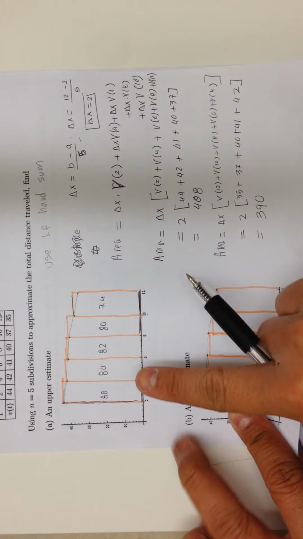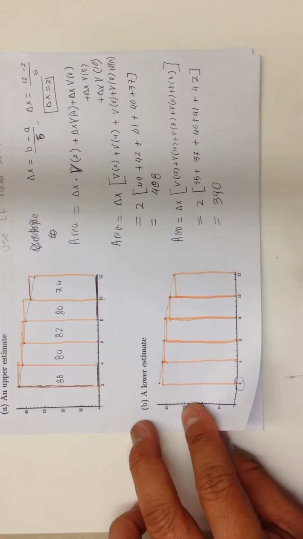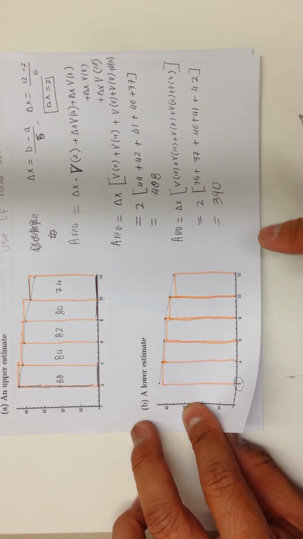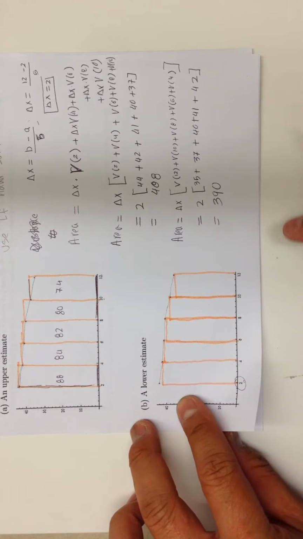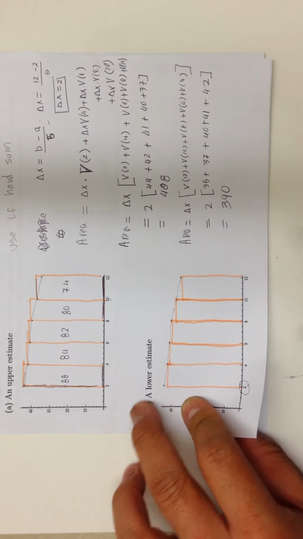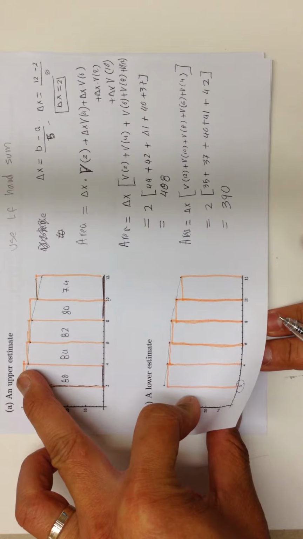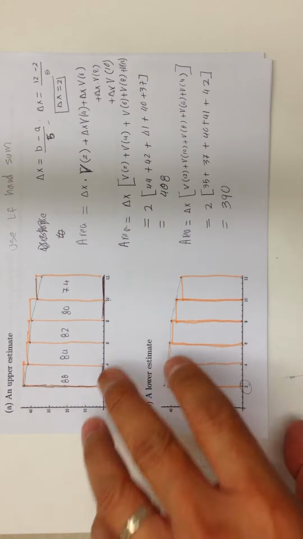An underestimate, again, all the rectangles are above the graph. A lower estimate means that all the rectangles are below the curve, and depending on whether or not your curve is increasing or decreasing, upper estimate could be a left-hand sum or a right-hand sum.